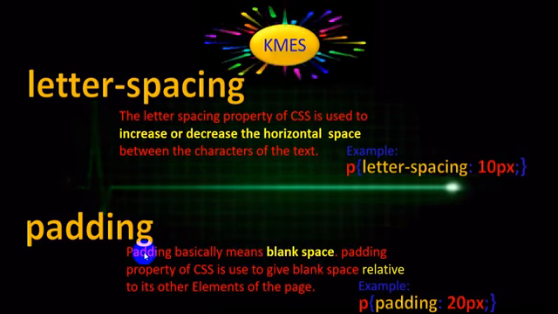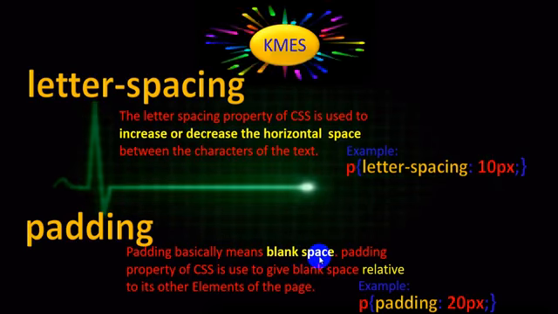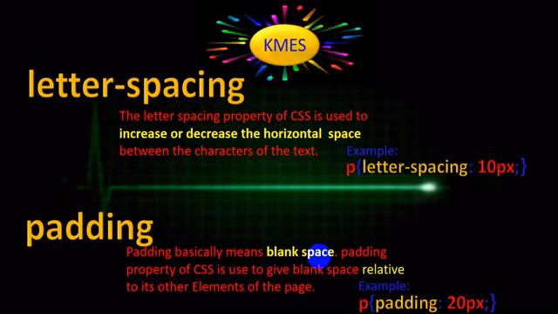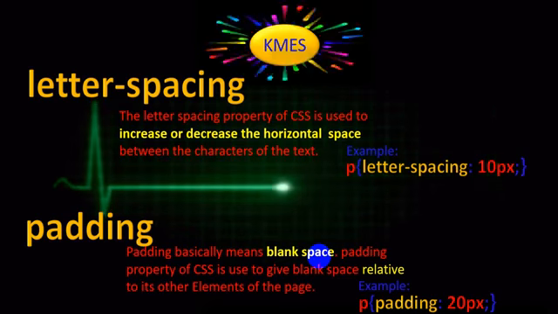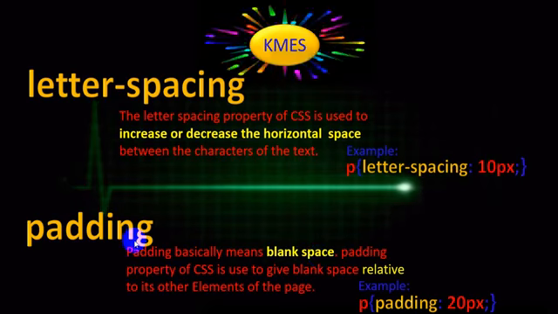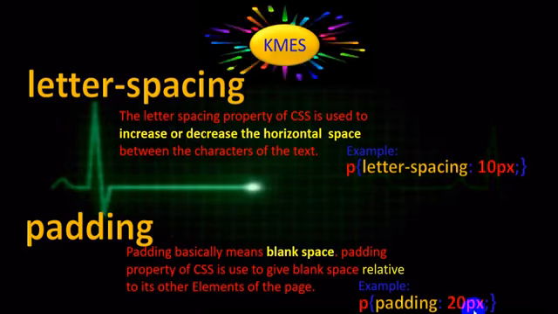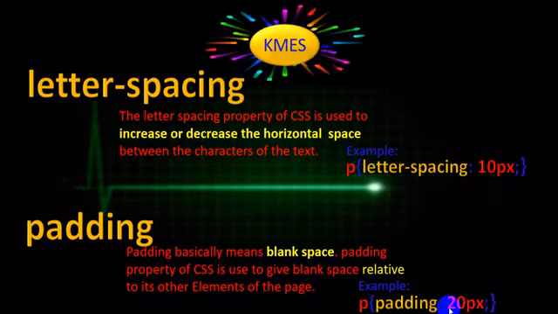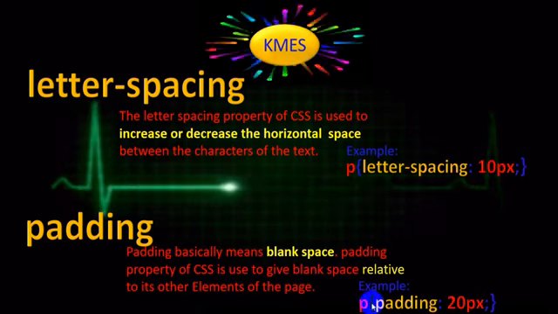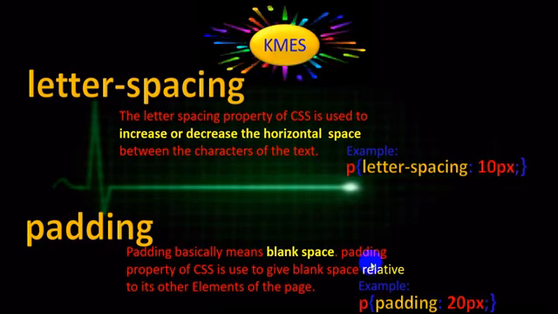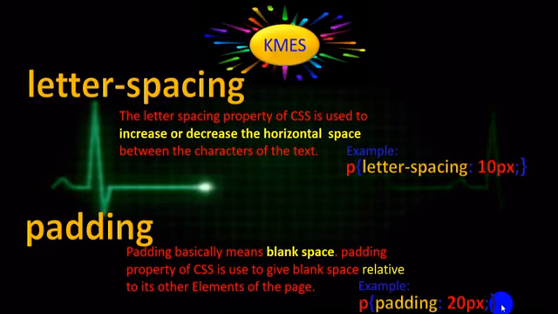See the definition: padding basically means blank space, you are going to assign blank space. Where? Before that particular HTML tag or element, after that element, and on the left side and right side of that element. Again, the value can be in pixel. For the paragraph tag, padding 20 px means this paragraph has a space of 20 pixels before and after the p, and on the left-hand side and right-hand side. I think it is very clear.